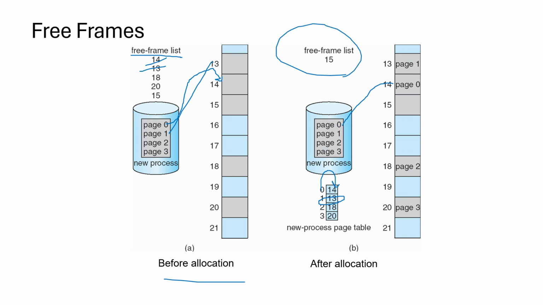After allocating 0, 1, 2, 3, now what about 2? Page 1 is in 13, and 2 is in 18, and 3 is in 20. So after allocating, the page table maintains the information about where each page has been allocated. Then the free frame list has only 15 available after allocation.